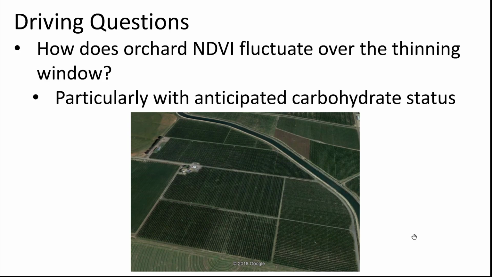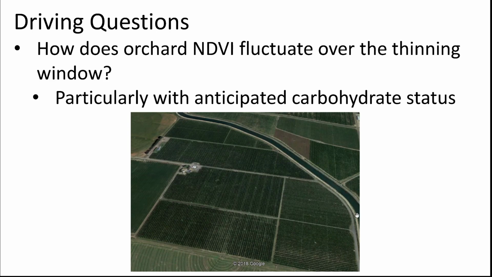So my main driving question for the study was to look at how NDVI varies through the thinning window. That's pretty much the time from bloom through June, when trees are under intense competition and fruit are falling off pretty rapidly in that May period, and then the tree kind of stabilizes after June. So I wanted to see how NDVI varies during this period and if it correlates well with anticipated carbohydrate status.